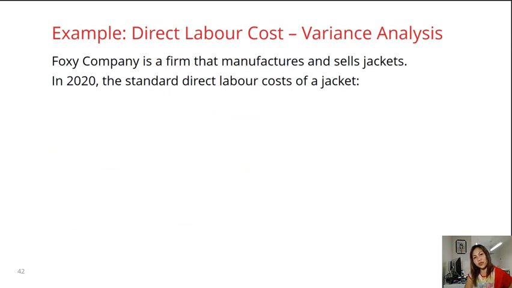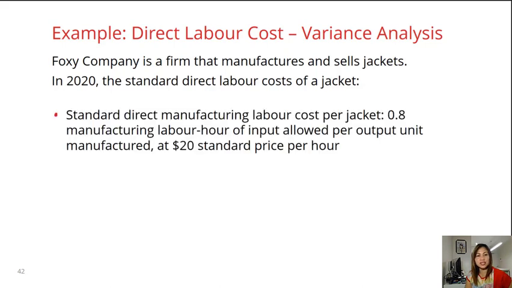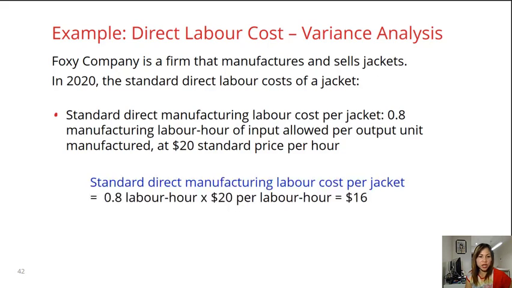Now, let's have a look at direct labor costs. Still the same company, Foxy Company is a firm that manufactures and sells jackets. In 2020, the standard direct labor cost of a jacket is 0.8 manufacturing labor hour at $20 standard price per hour. Therefore, the standard direct manufacturing labor cost per jacket will be equal to 0.8 labor hour times $20 per labor hour. That means it equals $16 standard direct labor cost per jacket.